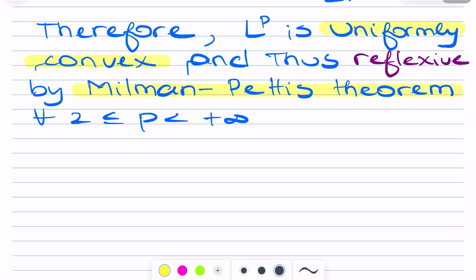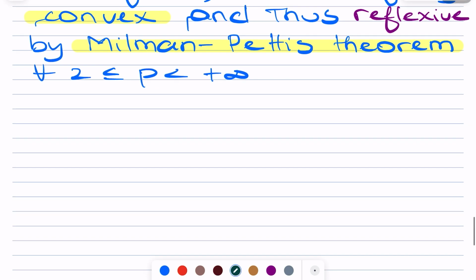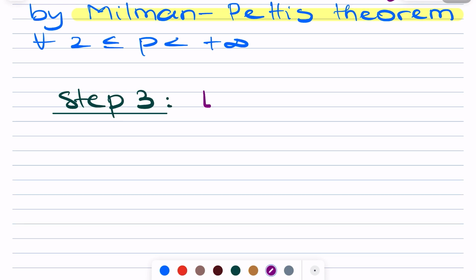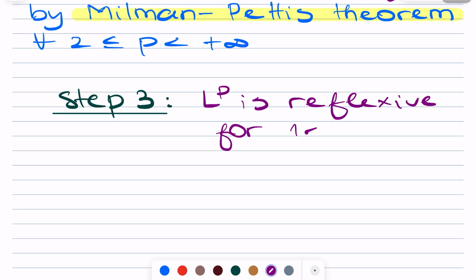Okay, good. So we proved already that LP is reflexive, right? But for p actually between 2 and plus infinity. So the final step we actually prove. So in step 3, we prove that LP is reflexive for p between 1 and 2.